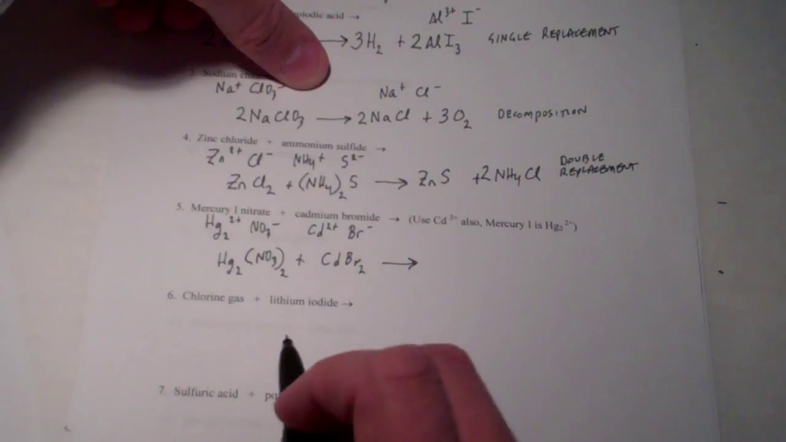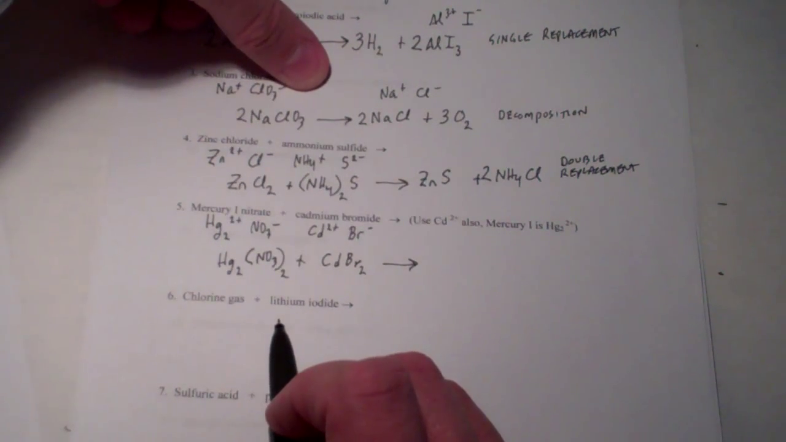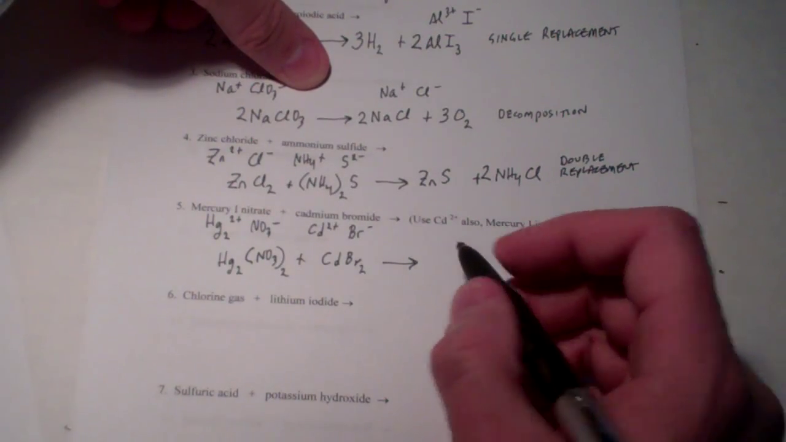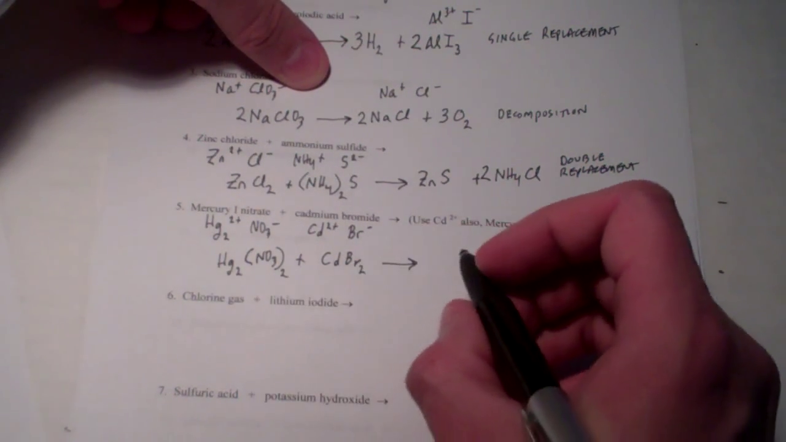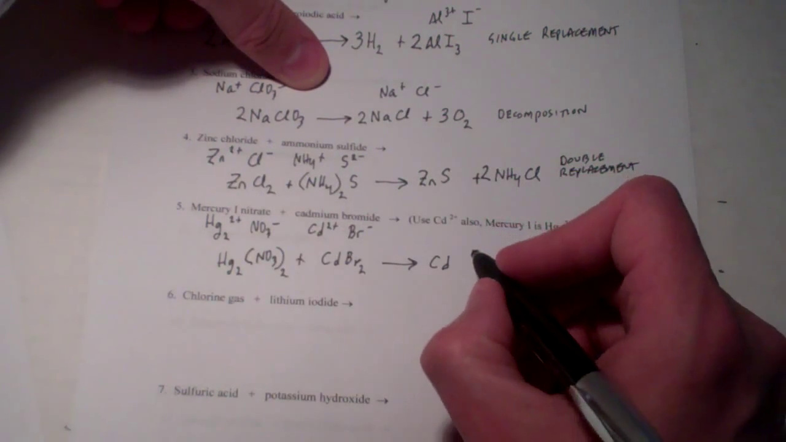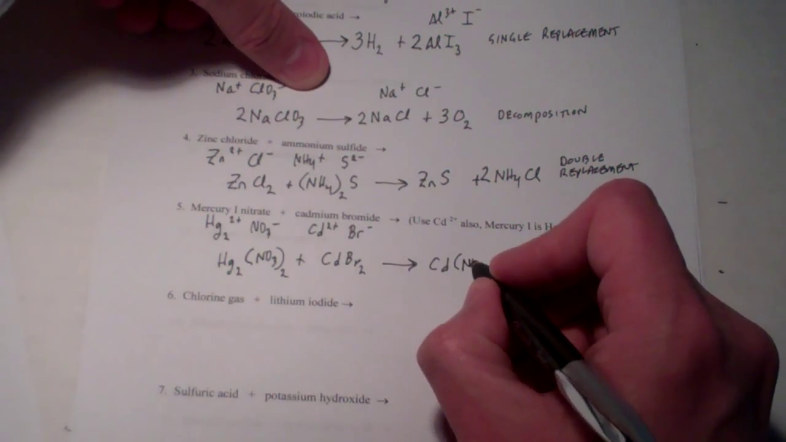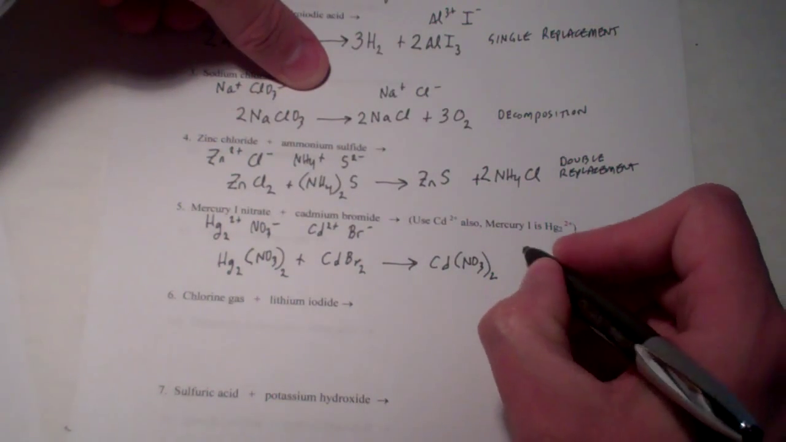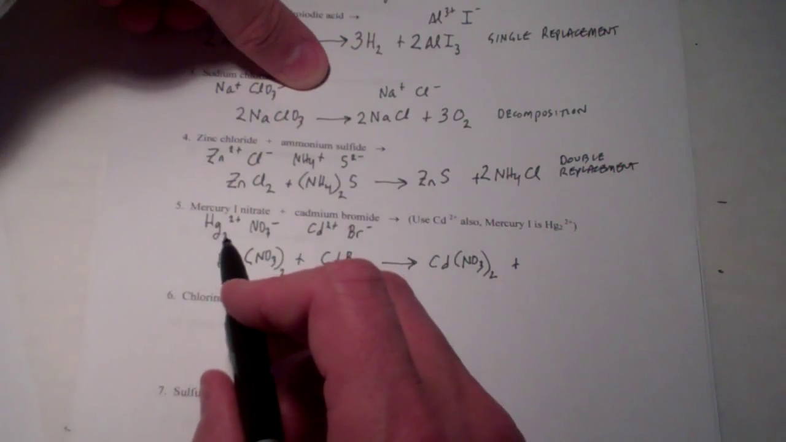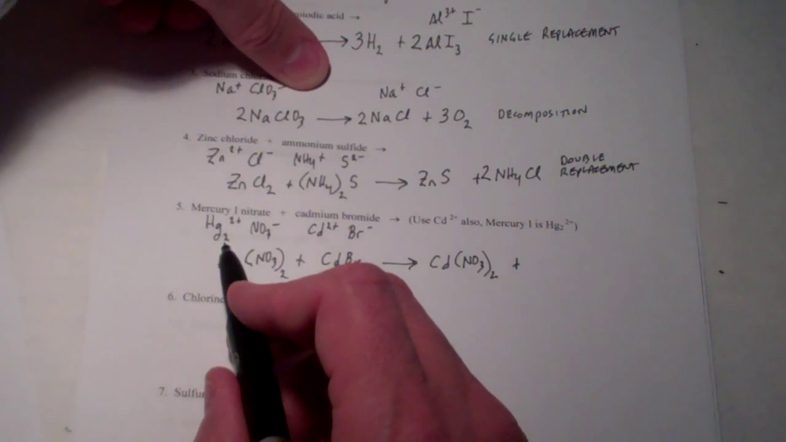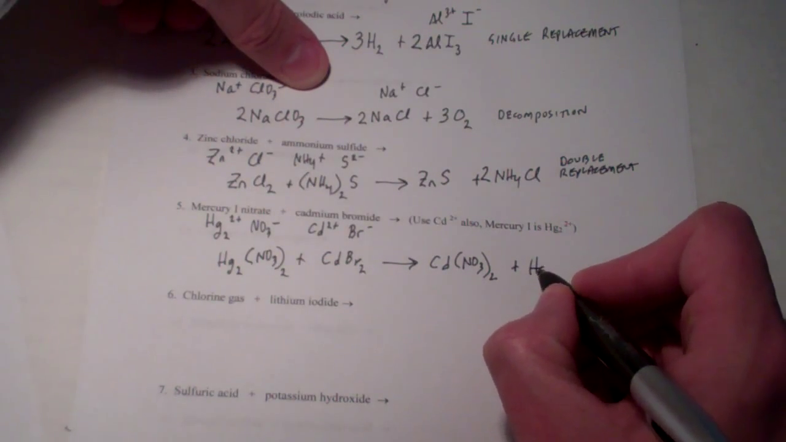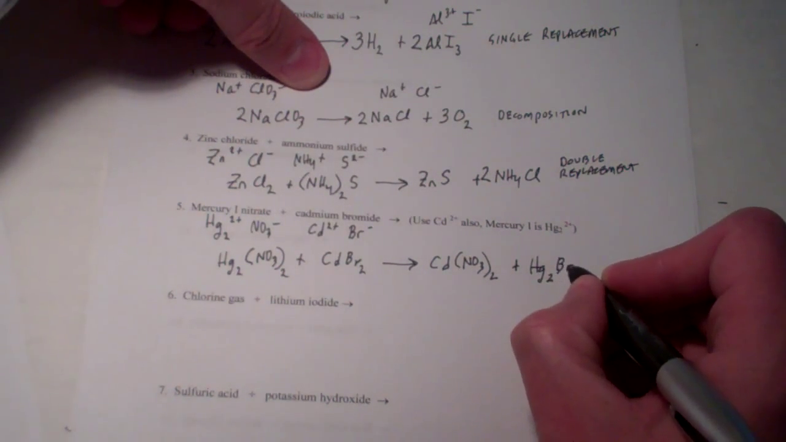Reacts to form. Well, another double replacement reaction. So mercury and cadmium will switch positions. Cadmium will be with nitrate. So cadmium's 2+, nitrate's 1 negative. So Cd(NO3)2. And the mercury 1 will be with bromide. So mercury 1, remember, is Hg2 2+, and bromide is Br negative. So we have Hg2Br2.